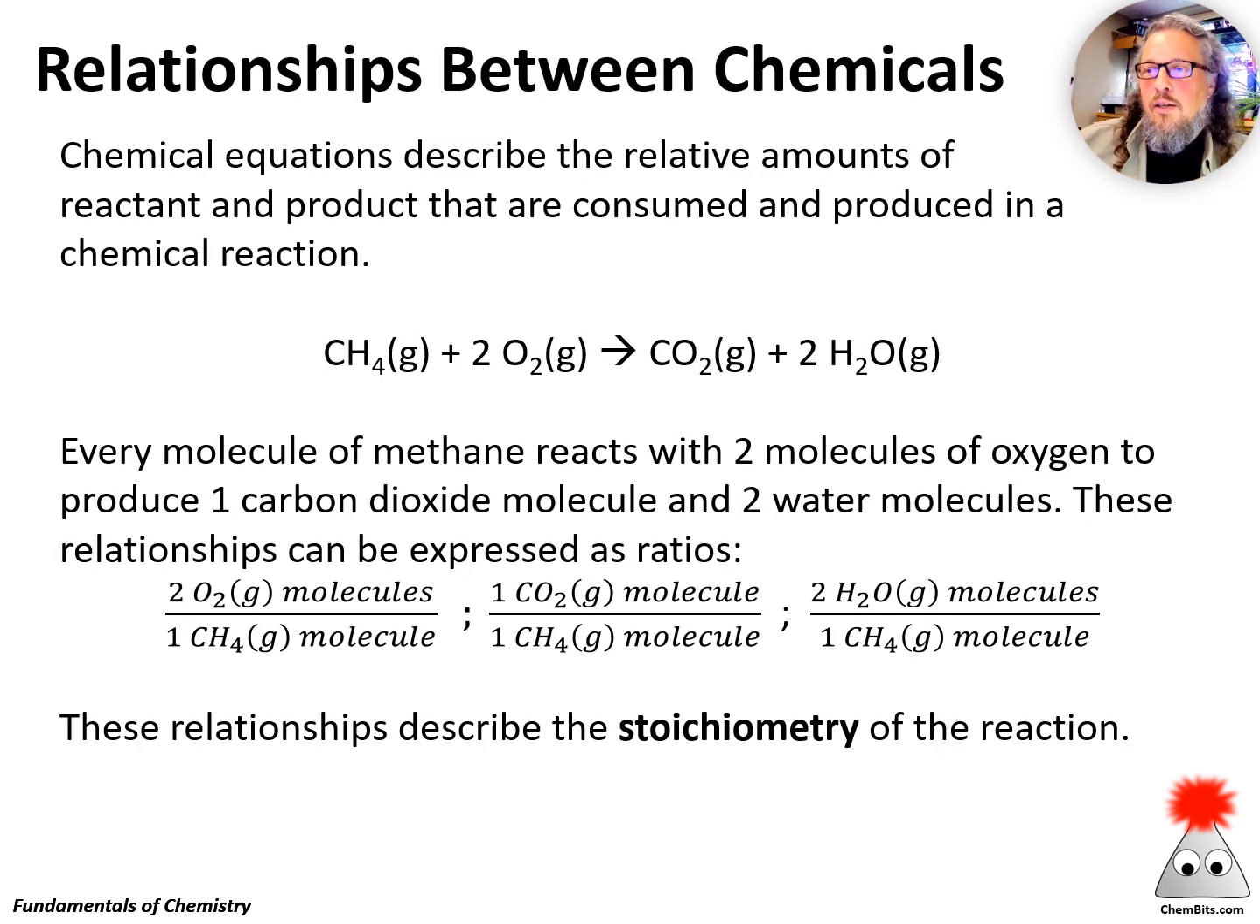So if we look at a chemical equation like methane plus oxygen gives us carbon dioxide and water, we actually have a lot of relationships in this chemical equation. And if we think about it, what is this telling us? This chemical equation is telling us that one methane will react with two oxygens. Okay, so that tells me a relationship between reactants. It also tells me that one methane will produce one carbon dioxide. Looks like a relationship between reactant and product.